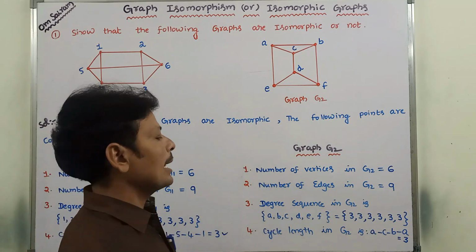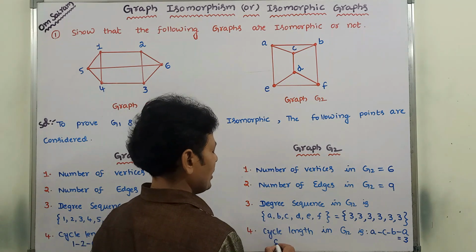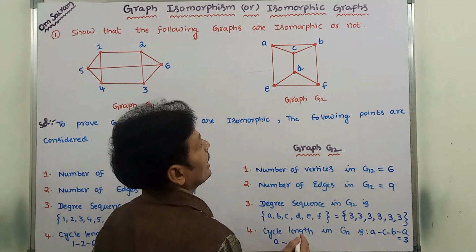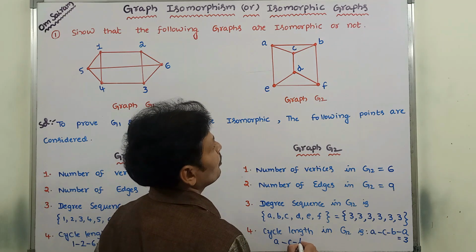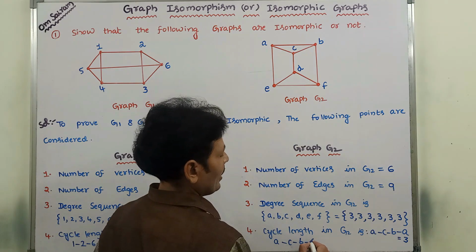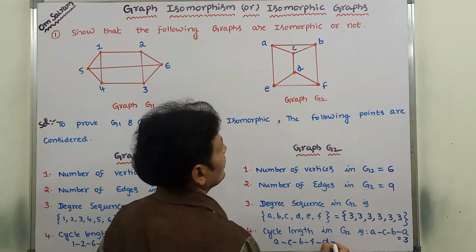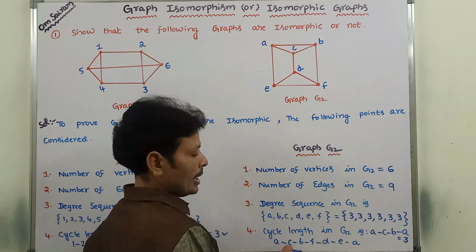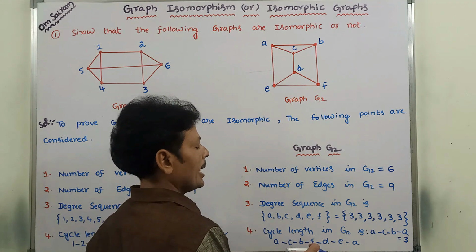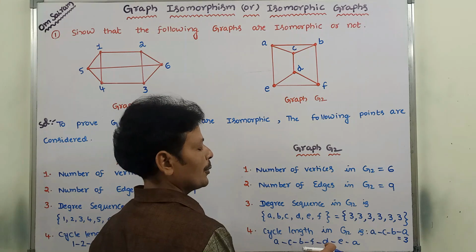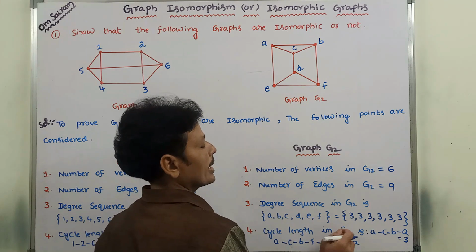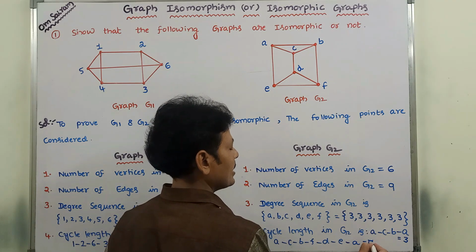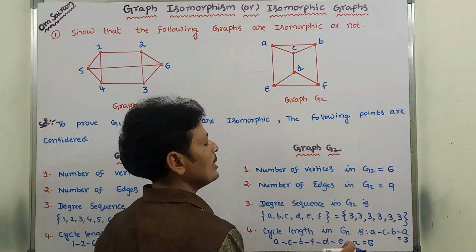The longest possible cycle length here is, so I am taking A to C, C to B, B to F, F to D, D to E, E to A. So first edge A to C, second edge C to B, third edge B to F, fourth edge F to D, fifth edge D to E, sixth edge E to A. So the longest possible cycle length is 6. 1, 2, 3, 4, 5, 6.